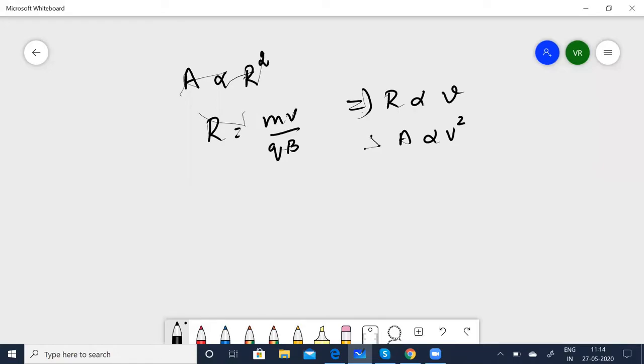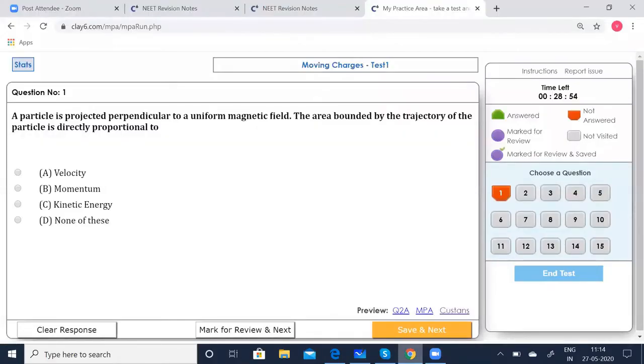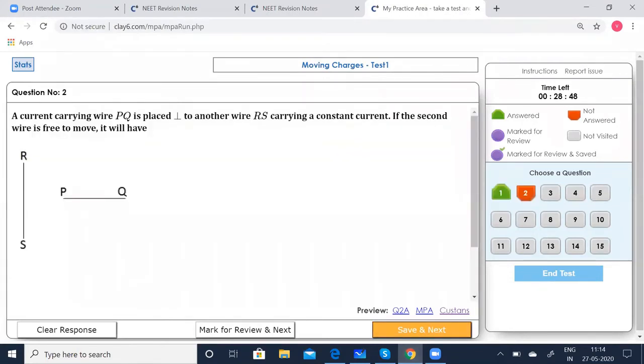So, let's see which option is correct. A is proportional to v squared. Option C, that is v squared is nothing but the kinetic energy, right? So, it is proportional to kinetic energy.